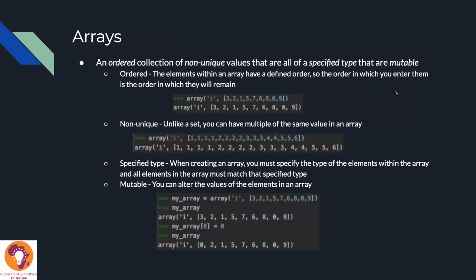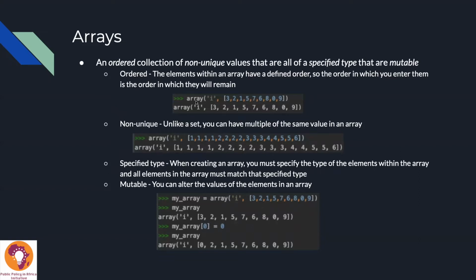All right, so first today we're going to talk about arrays. Arrays are an ordered collection of non-unique values that are all of a specified type, and they are mutable. So ordered: the elements within an array have a defined order, so the order in which you enter them is the order in which they will remain.